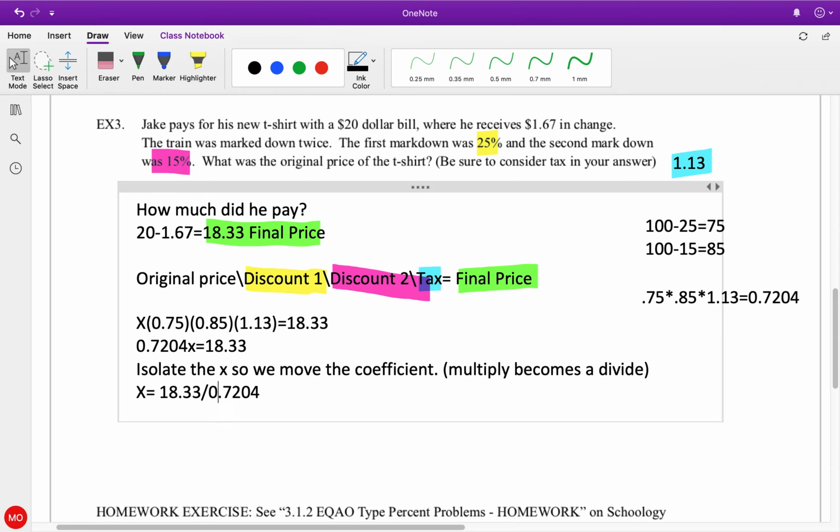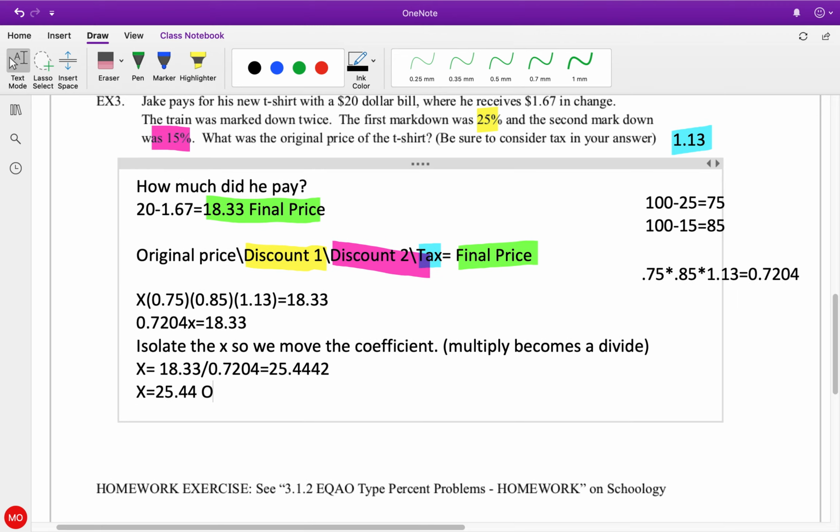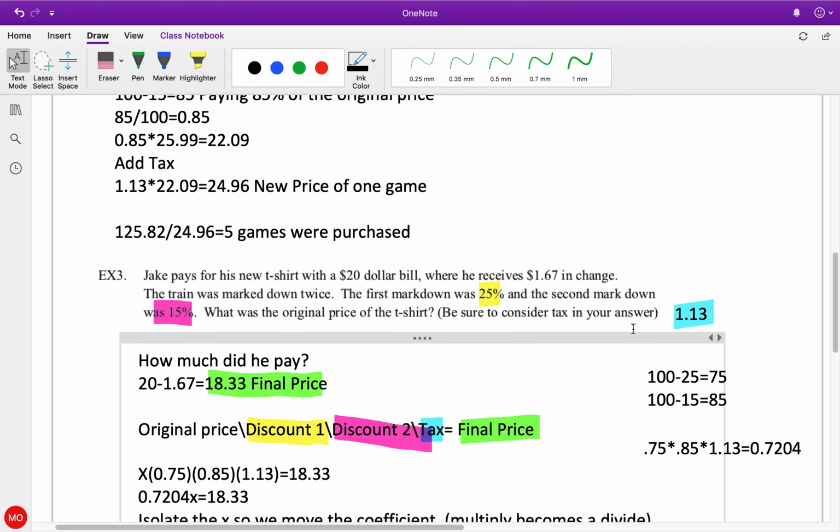I'm just going to do this so I can figure out my math. So x equals 25.44. So that is the original price. Okay. Price. So there's 3 higher level questions.